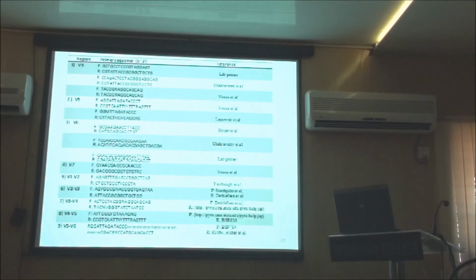In our study we used the primer pairs which were reported in the literature for various regions. For the V3 region there were 3 primer sets, V5 region 2 primer sets, V6 region 3 primer sets, and V7 region only 1 primer set, then V1 V2 combined amplification, V2 V3 combined, V3 V4 combined, V4 V5 combined, and V5 V6 combined. So we took these primer pairs and did a kind of BLAST and found out which taxa these primers are able to pick up.